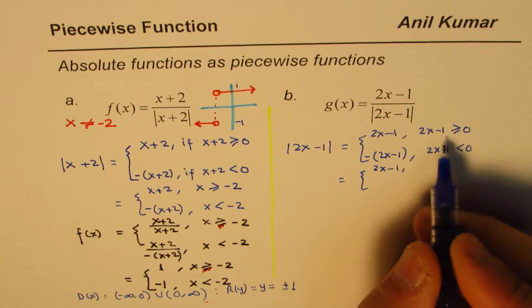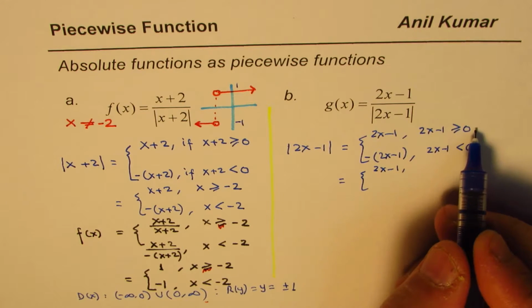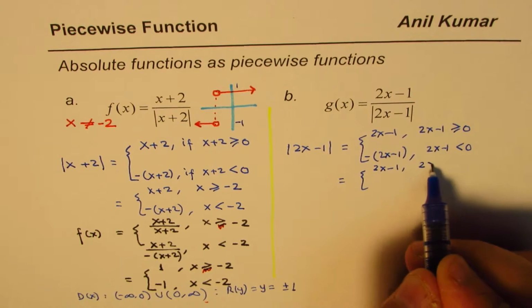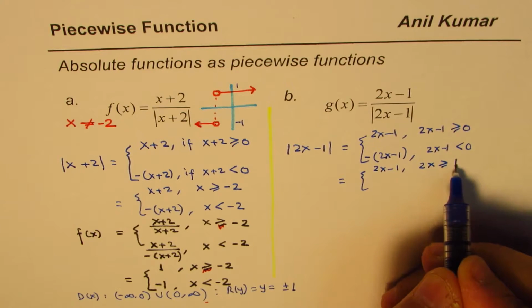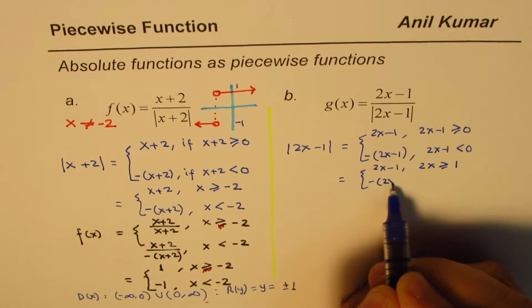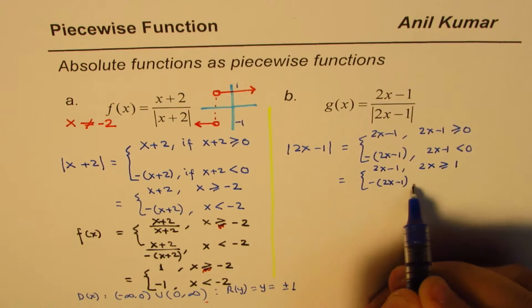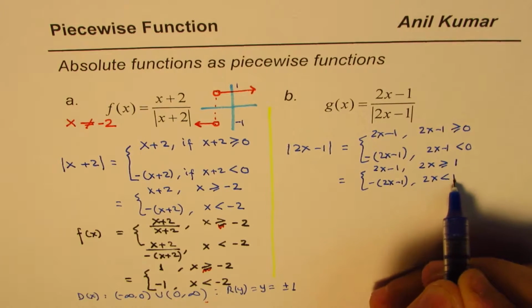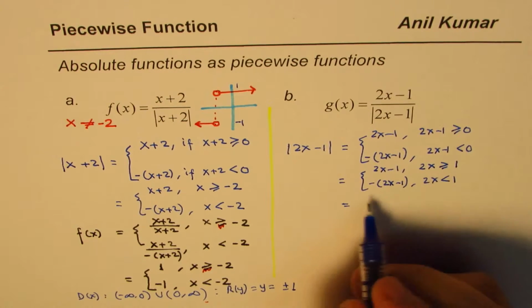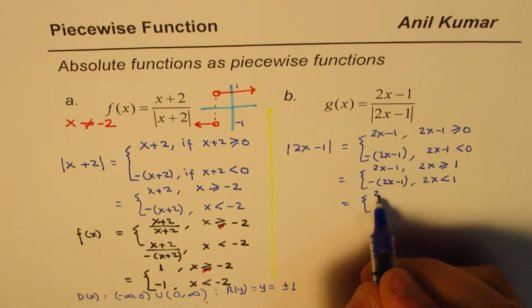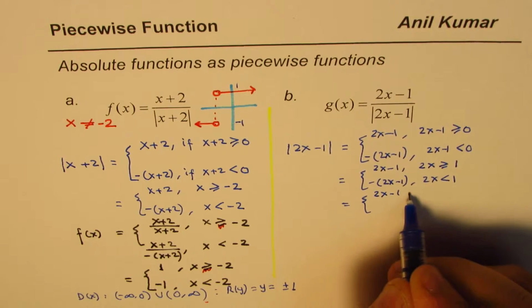We'll write 2x minus 1. And when I take 1 to the right side, it becomes 2x greater than or equal to 1. And on this side, it is 2x minus 1 and 2x less than 1. Go further, divide by 2. Okay, so I'm taking my time to show you all the steps here.